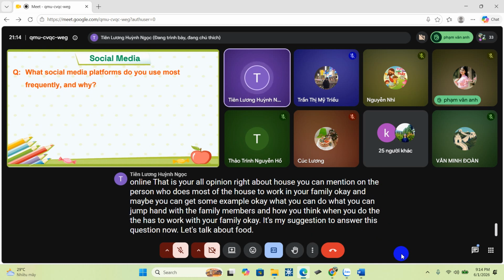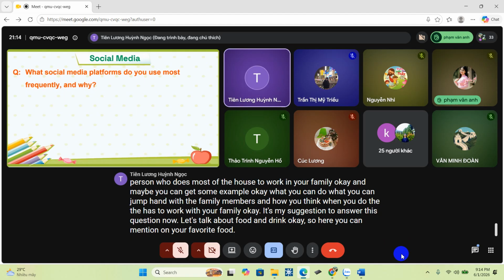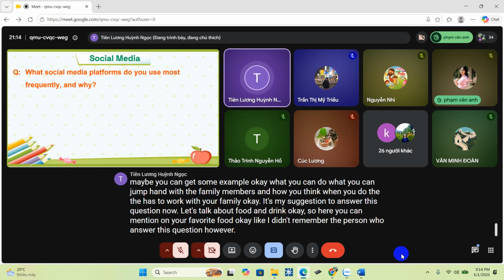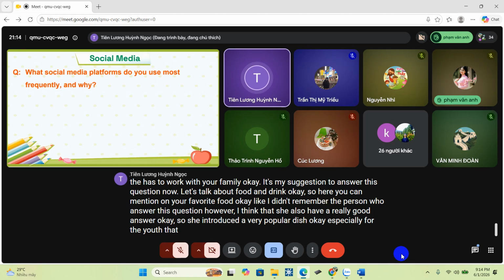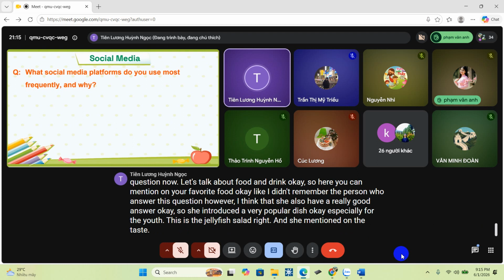Now, let's talk about food and drink. Here you can mention your favorite food. I didn't remember the person who answered this question, however, I think that she also had a really good answer. She introduced a very popular dish, especially for the youth. This is the jellyfish salad, right? And she mentioned the taste, and her opinion, her feeling when enjoying this kind of food. Good one.